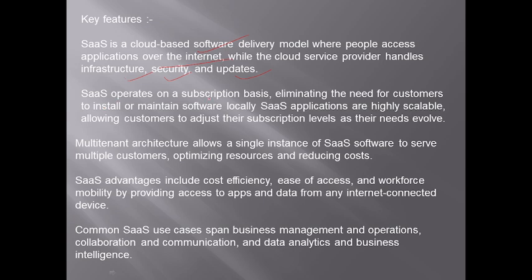SaaS operates on a subscription basis, eliminating the need for customers to install or maintain software locally. SaaS applications are highly scalable, allowing customers to adjust their subscription levels as their needs evolve. The multi-tenant architecture allows a single instance of the SaaS software to serve multiple customers, optimizing resources and reducing cost as well.